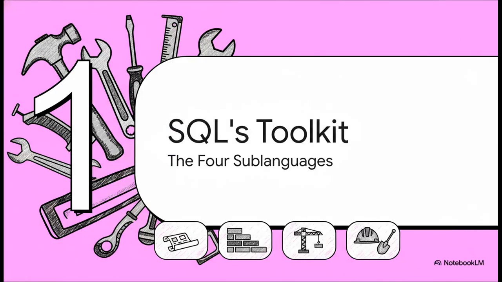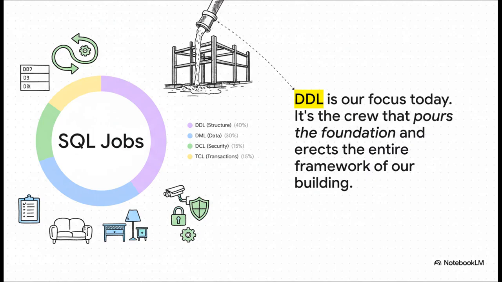All right, first things first. SQL. It isn't just one single tool. A better way to think about it is like a master toolkit, right? And inside, you've got 4 specialized teams, and each one has a very specific job to do on our construction site. So you've got your DML, that's for manipulating the data. Think of them as the furnishing crew. Then there's DCL, which handles security. They're installing the locks and alarms. TCL, they're the project managers, making sure everything happens in the right order. But our focus today, the star of our show, is DDL, the data definition language. This is the crew that pours the foundation and puts up the entire steel framework of our building.